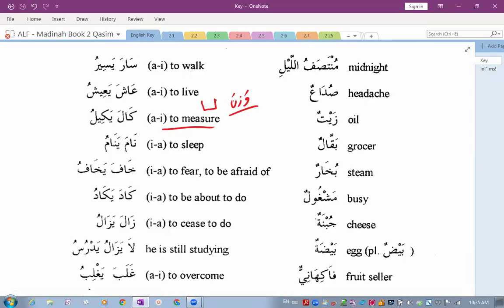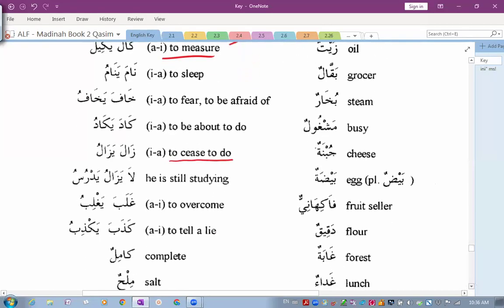Nama yanamu, to sleep. Khafa yakhafu, to fear, to be afraid of. Kada yakadu, to be about to do. And then zala yazalu, to cease to do. La yazalu yadrusu, he is still continuing. So zala yazalu, to cease to do. If you put la before it or ma before it, it becomes to continue, right? Something which is not ceasing means it's continuing, right? So he is still studying. La yazalu yadrusu, he is still studying.